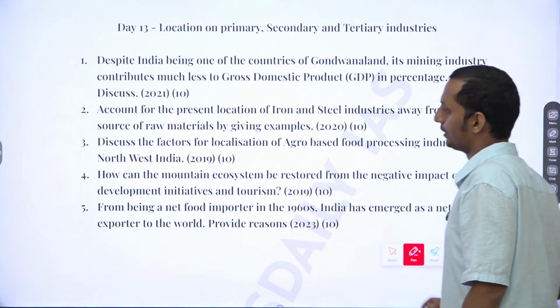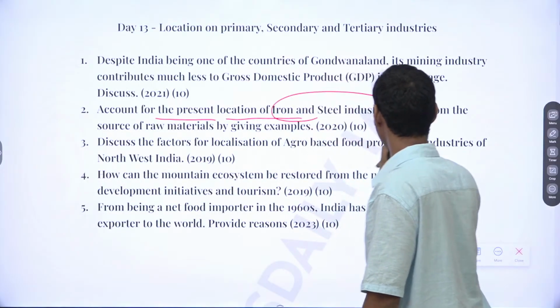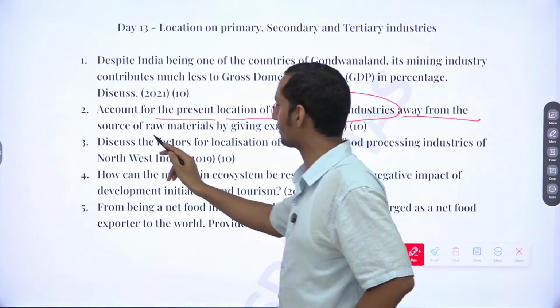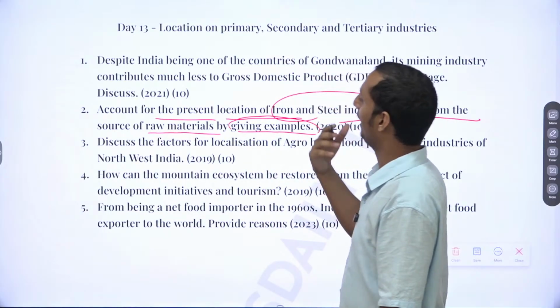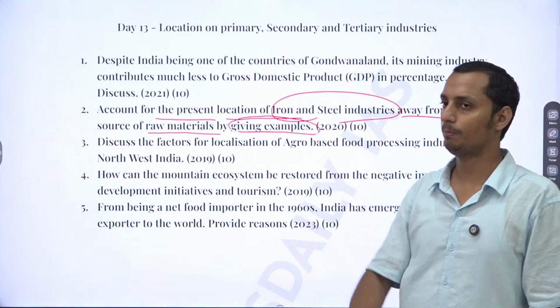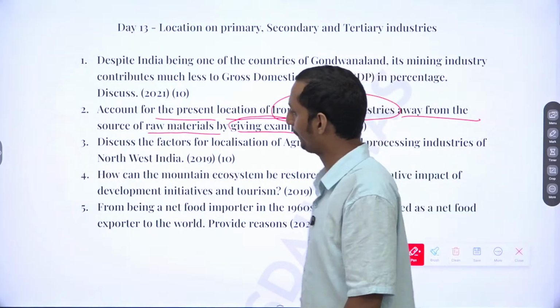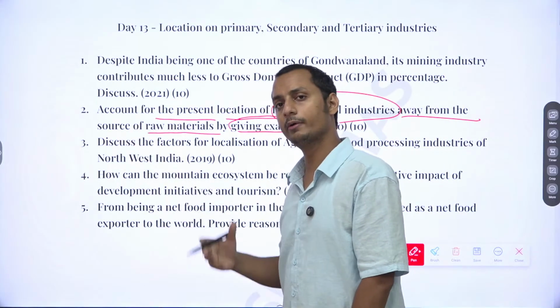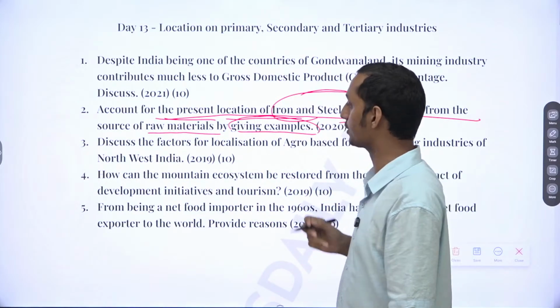Now for the second question: account for the present location of iron and steel industries away from the source of raw materials, by giving different examples. So what do you do here? Firstly, what can you do in the introduction? Account for the present location of iron and steel industries away from the source of raw materials.